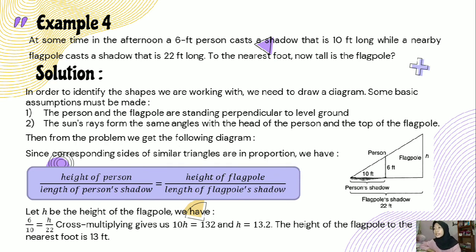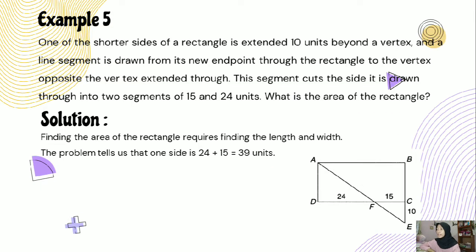And the last, example 5. When the shorter side of a rectangle is extended 10 units beyond a vertex and a line segment is drawn from its new endpoint to the vertex opposite the vertex extended through, the segment cuts the side it crosses into two segments of 15 and 24 units. What is the area of the rectangle?